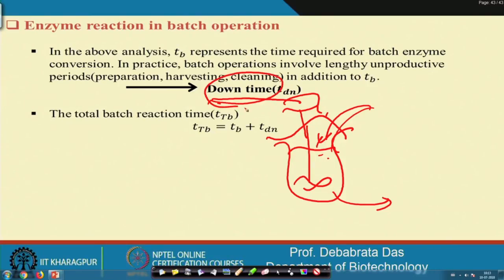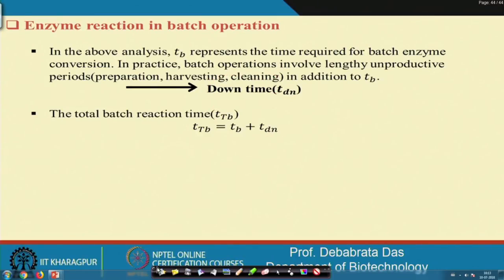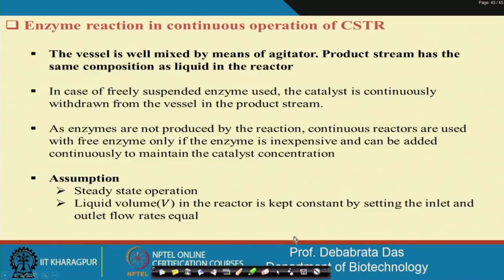So, whenever we talk about any kind of batch fermentation process, we still have to consider the total batch time. Total time is the reaction time, the time required for the reaction to be carried out in the batch process, plus the downtime. So, this downtime we have to consider in the case of the batch fermentation process; this we shall have to remember. Now, at the end I shall solve a numerical problem. When you solve the numerical, your idea on this will be clear.